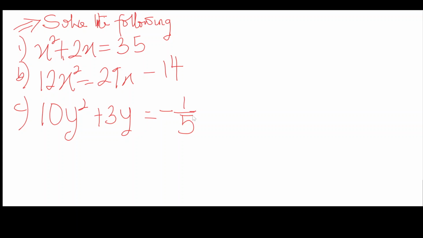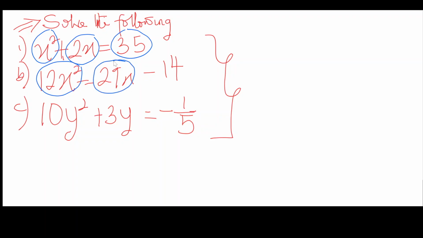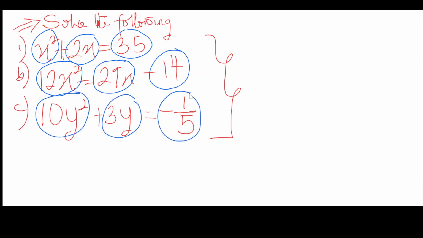Hello everyone, in this video we are going to be looking at quadratic equations, and the equations we are given here are all trinomial quadratic equations. That is, they consist of three terms. For each case you can see this is one term, this is another term, and this is the third term. The second question has a first term, a second term, and a third term, while in the third question, this is the first term, the second term, and the third term. So all these equations are trinomial quadratic equations.